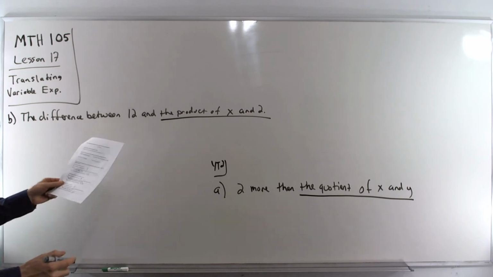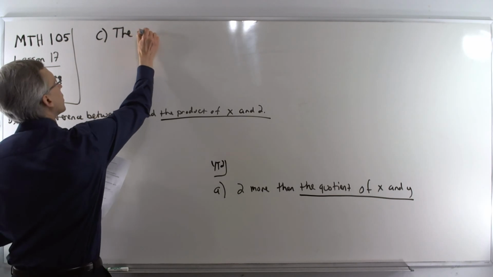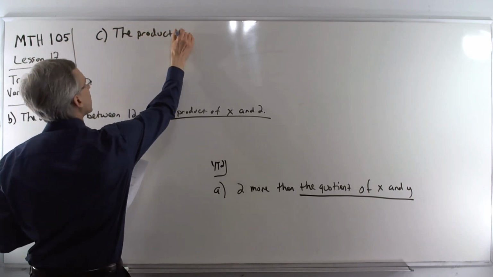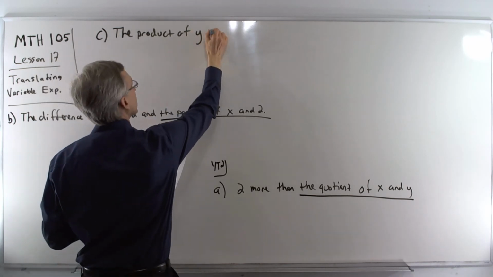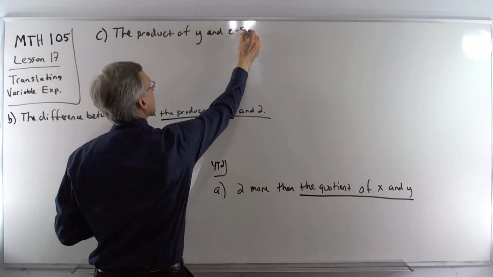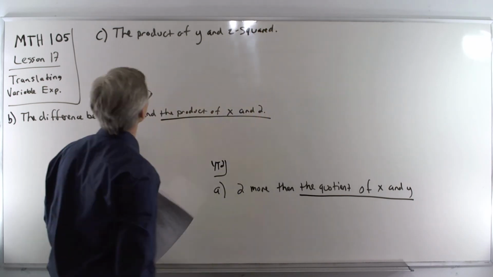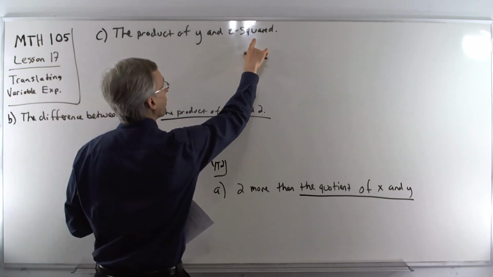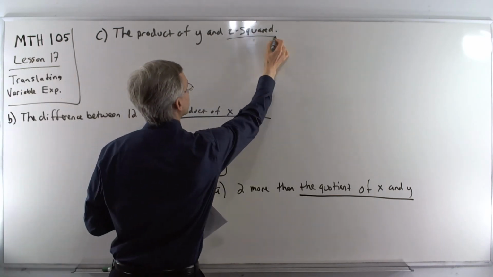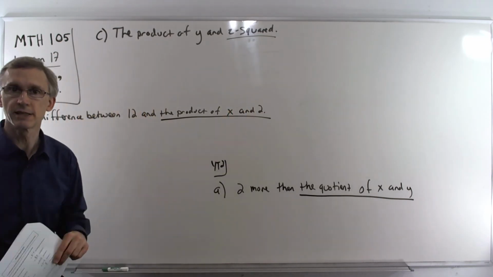Now for C, we've got the product of y and z squared. This one's a little tricky. We've got product, and then we have a power. Well, the simple expression is actually the power, because this is actually 2 variables. Z squared is z times z.